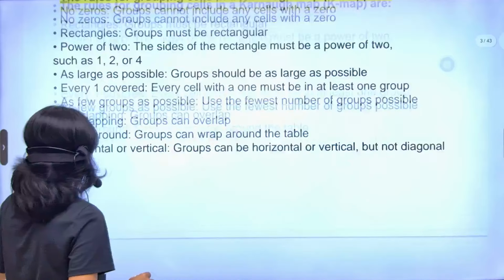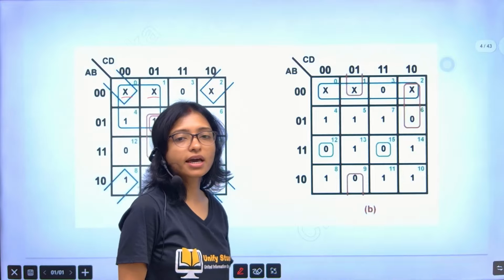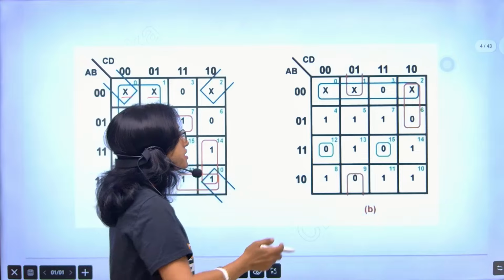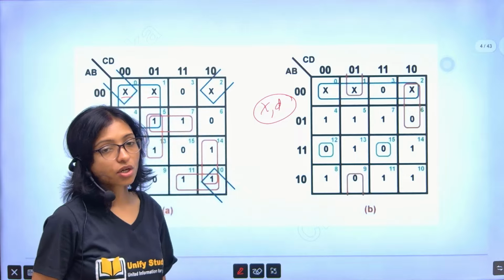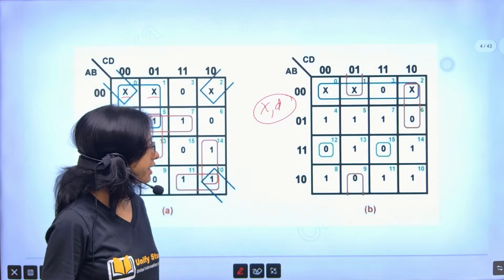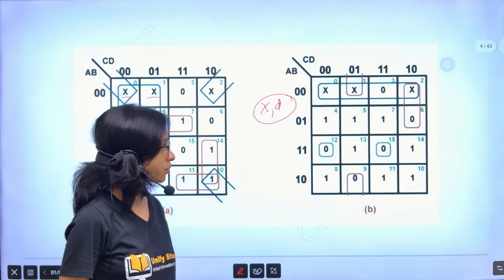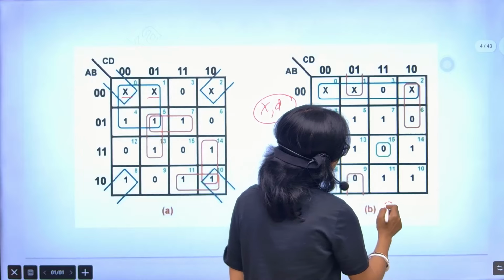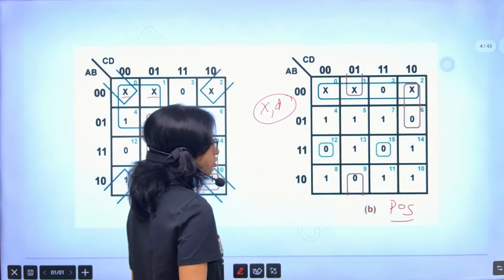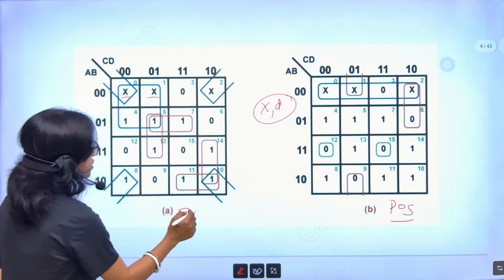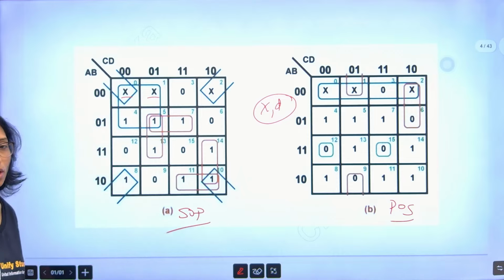See that this is where wrap around happens. Here I have taken some. And here you will wonder what this X is. These X are don't care conditions. Sometimes it is X, sometimes we use D also. This is called a don't care condition. To make the grouping, I can take some don't cares also. Here this is actually POS, because here we make the grouping of 0, and this is actually SOP. Here we make the grouping of 1.